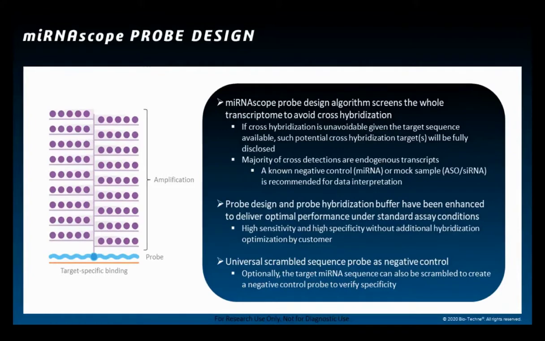Next, what are the specifics of the miRNAscope probe design that makes the assay highly specific and sensitive? The miRNAscope probe design is a brand new design strategy for leveraging ACD's core RNAscope technology, in which the design algorithm screens the whole transcriptome to avoid any cross-hybridization. Due to the extremely short sequences of these targets, sometimes cross-hybridization is unavoidable. So in the cases of potential cross-hybridization, this information will be solely disclosed to our users for evaluation.